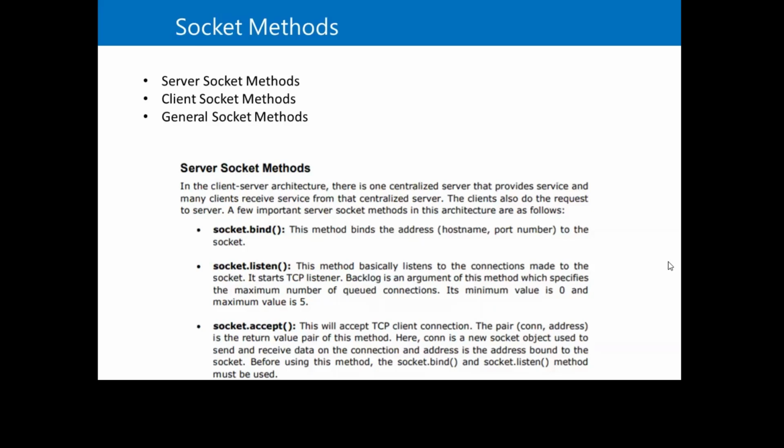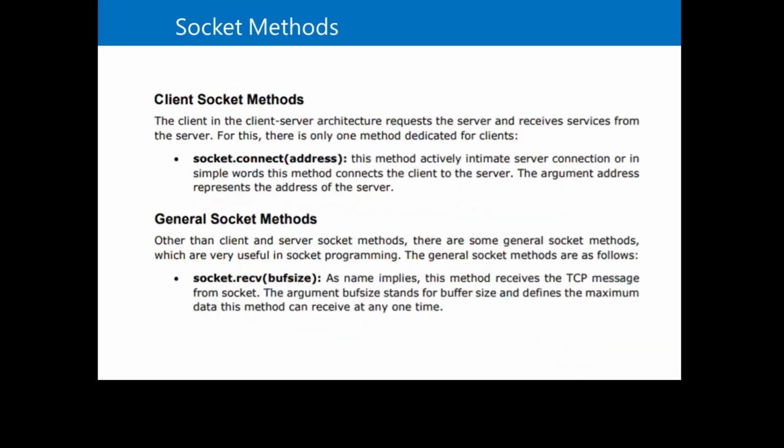Let's explain the socket.accept method. This will accept a TCP client connection. The pair conn, which stands for connection, and address is the return value pair of this method. Here, conn is a new socket object used to send and receive data on the connection. Address is the address bound to the socket. Before using this method, the socket.bind and socket.listen methods must be used. So this goes hand in hand.